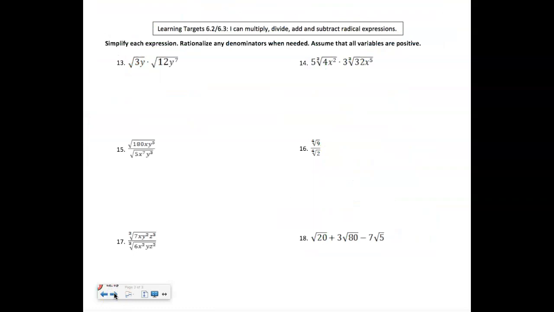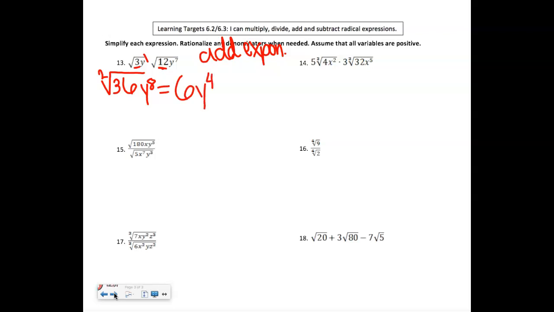On number 13 and 14, I need you guys to remember what we're going to do is we're going to multiply our front numbers. And then reminder on these two, we are going to add our exponents. Okay. So on this first one here, I'm going to take 3 times 12. So I'm going to have the square root of 36. I'm going to add my y's. So I'm going to have y to the 8th. And now this should look like problems that we did on the front. So now I can take the square root of 36, which gives me 6. I can divide 8 divided by 2, so I'm going to have y to the 4th. And that's as far as we can take it.